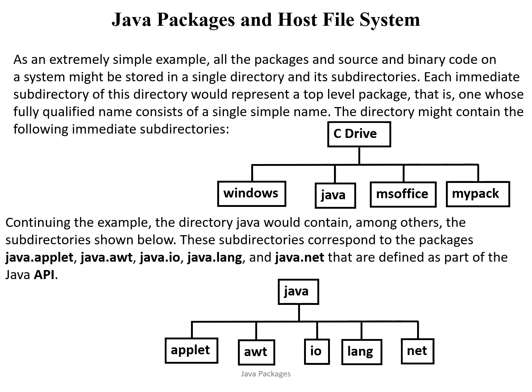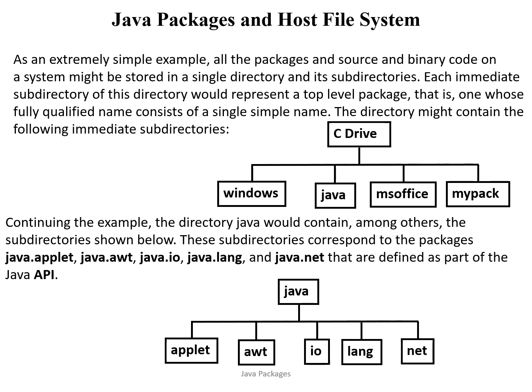Java packages and host file systems. As an extremely simple example, all packages and source or binary code on a system might be stored in a single directory and its subdirectories. Each immediate subdirectory of this directory would represent a top level package, whose fully qualified name consists of a single simple name. The directory might contain the following immediate subdirectories. So in the C drive, we have four subdirectories called Windows, Java, MS Office, MyPack.